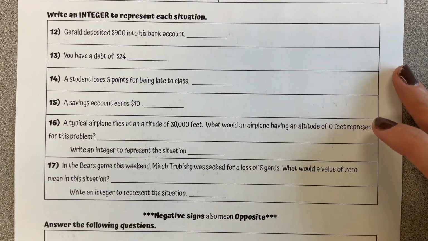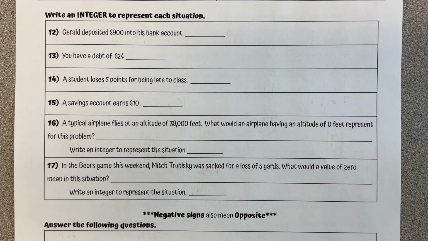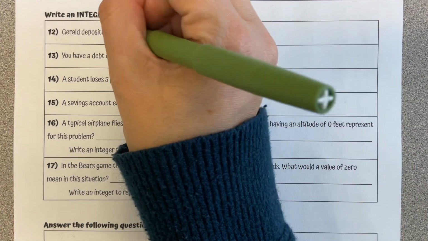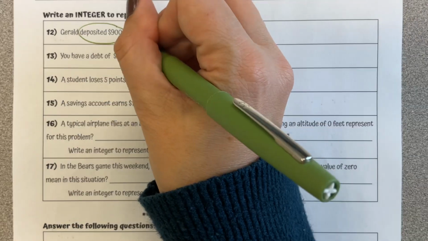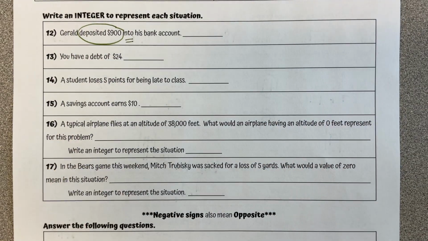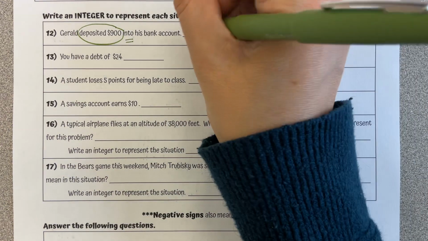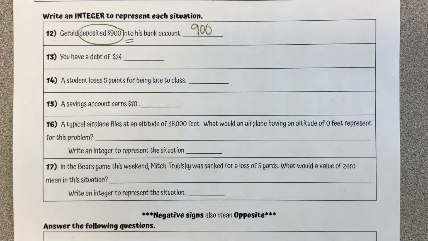So let's write an integer to represent each situation. Gerald deposited $900 into his bank account. So he deposited $900. If you don't remember what deposit means, it says into, which means it's going into the account. That's a good thing. That is a positive integer. When we're representing positive integers, I don't need to use a plus sign.